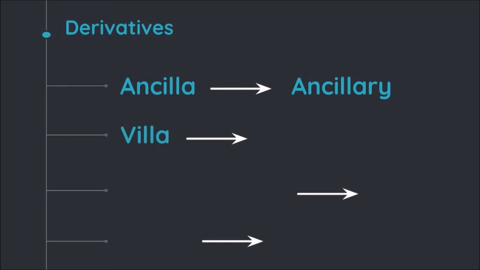Let's look at another one. Villa. Villa is the Latin word for house. And that goes directly into English in the form of village, which is a collection of houses.